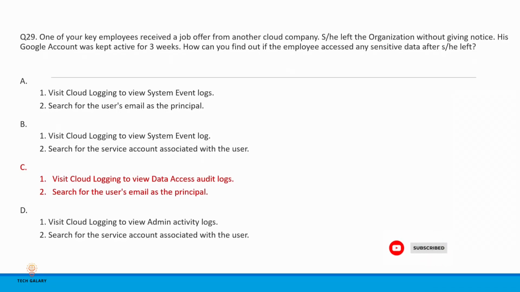Now let's take a look at option C. Visit cloud logging to view data access audit logs. Search for the user's email as the principal. So this option is correct because the data access logs will show if the user has tried to access any sensitive data. So with these logs, we can determine if the employee had accessed any sensitive data before leaving the company. So option C is the correct answer for this scenario.